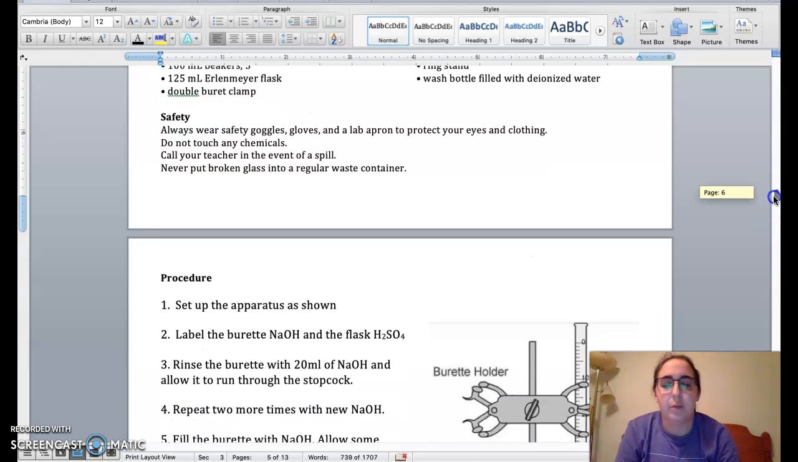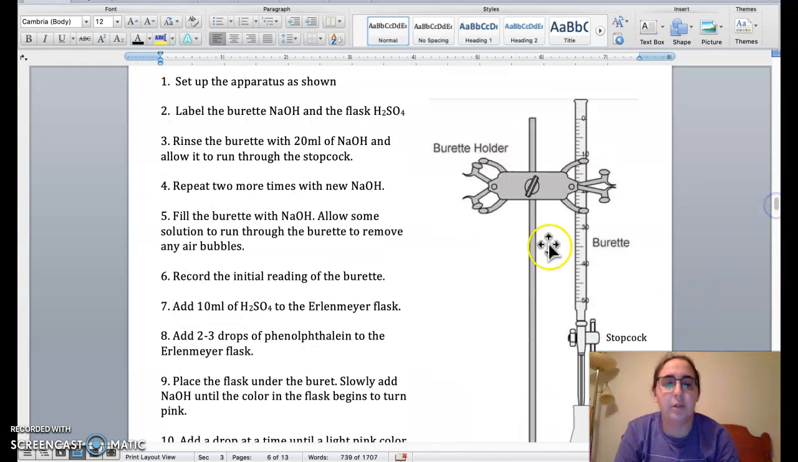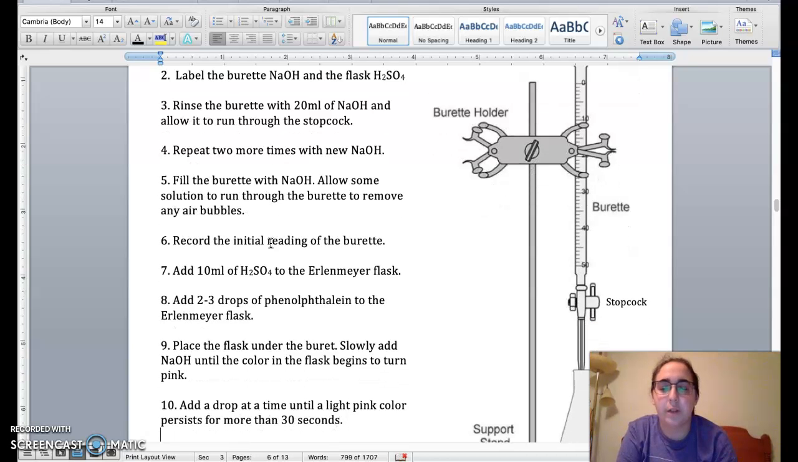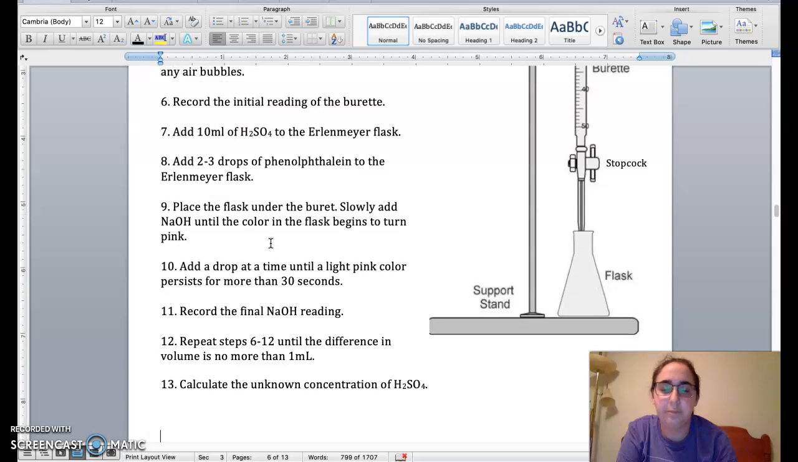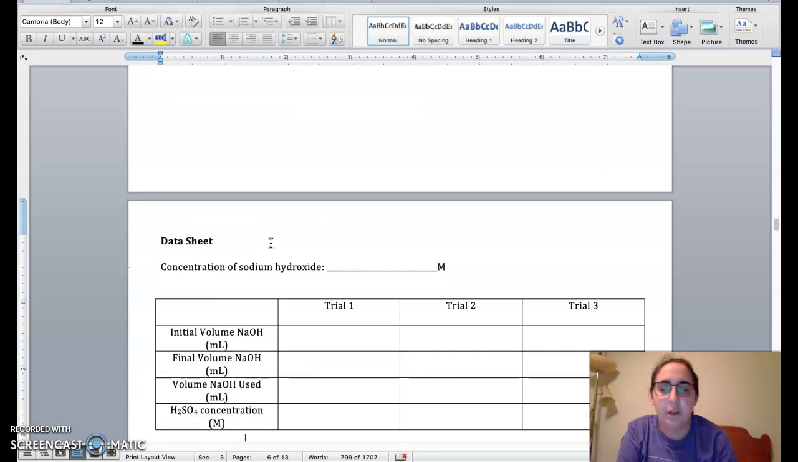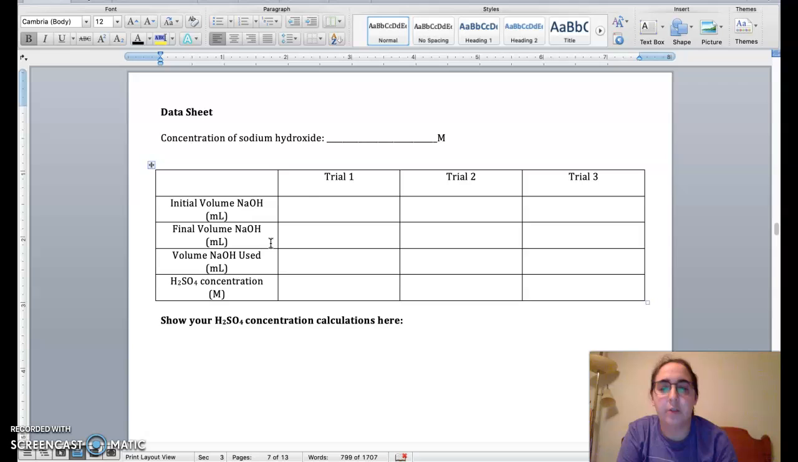So then moving down into the procedure, I have a picture of the apparatus for them to set up, walks them through the steps of rinsing out their burette. This is again something we would have talked about the day before, but just kind of re-emphasizing the importance of that, and then how to perform the titration. And they'll record all that on their data sheet down here. So they're going to do the same titration 3 times, to kind of eliminate any error.